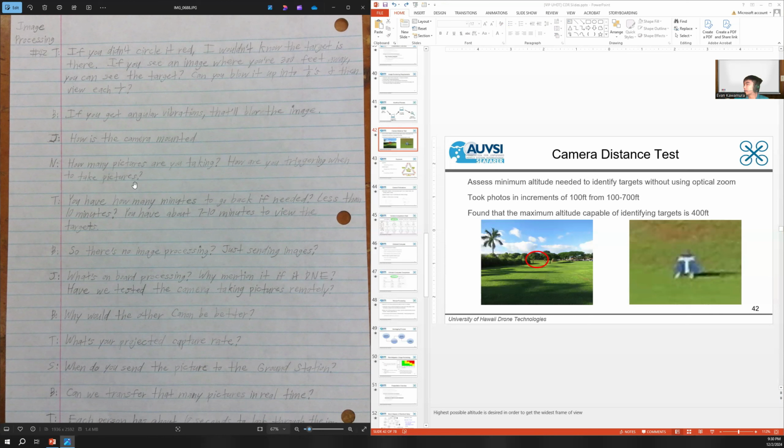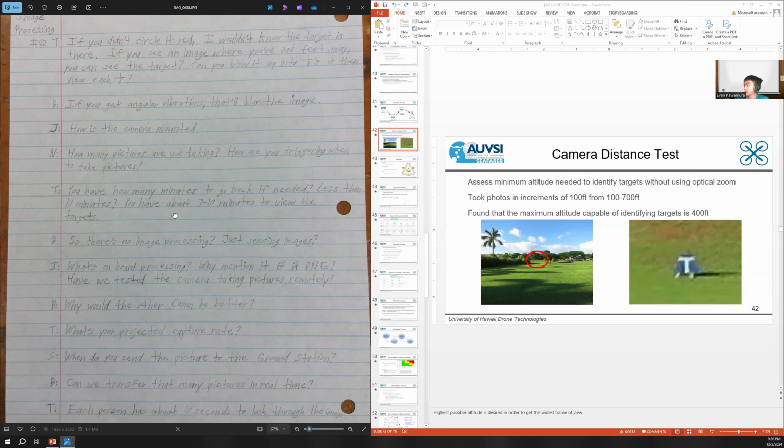And then how are you sure you want to take pictures? For this test, I think it's just manual. But when we do this in real life, on board the drone, we have the camera take pictures every 4 seconds. And then you have how many minutes to go back if needed? Less than 10 minutes. Like if you have 7, 10 minutes to view the targets.